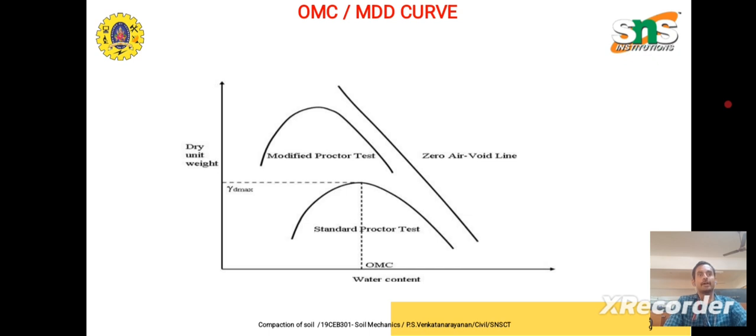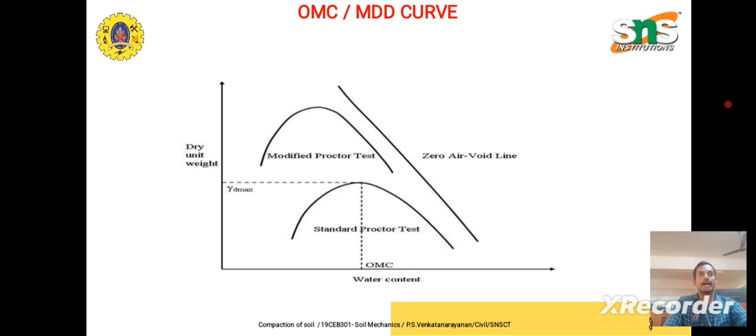We also verify compaction in the field using simple tests such as the core cutter method for soft cohesive clays, the sand replacement method for dry and hard soils, and nuclear density gauges for modern, quick testing of very hard strata, which is quite expensive.